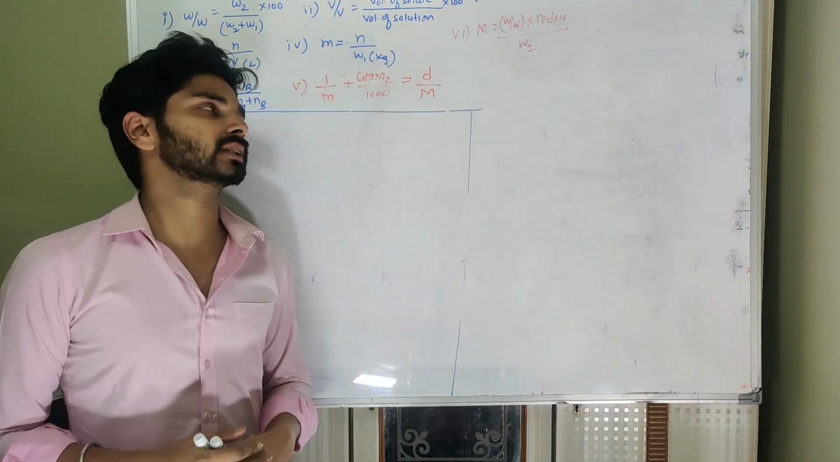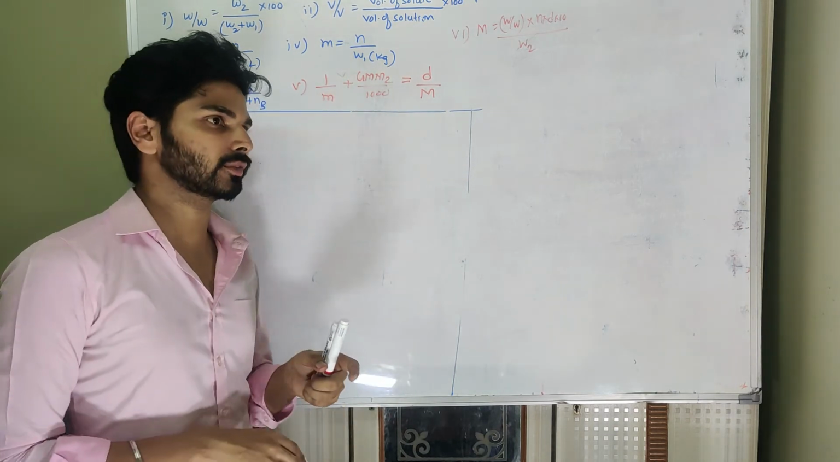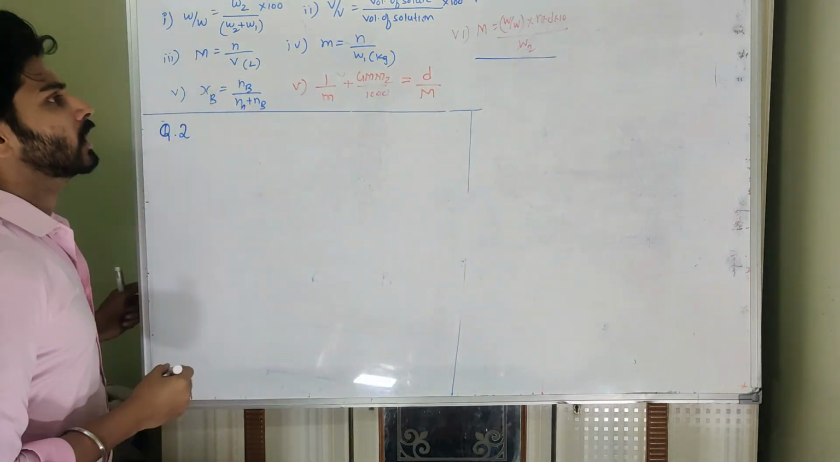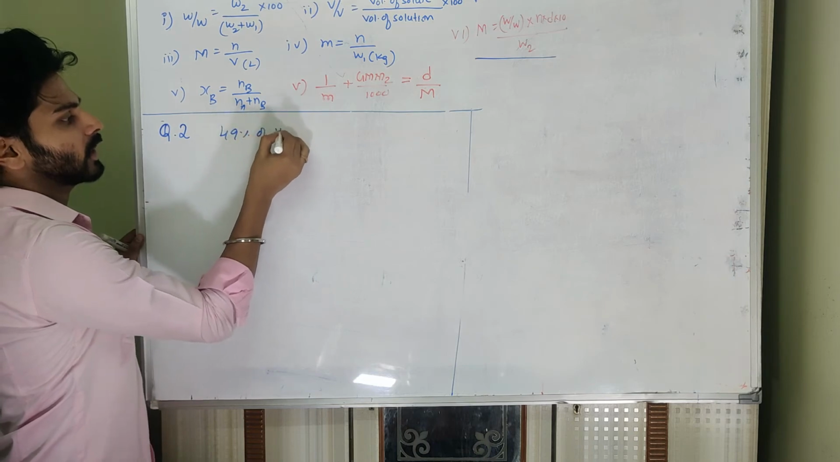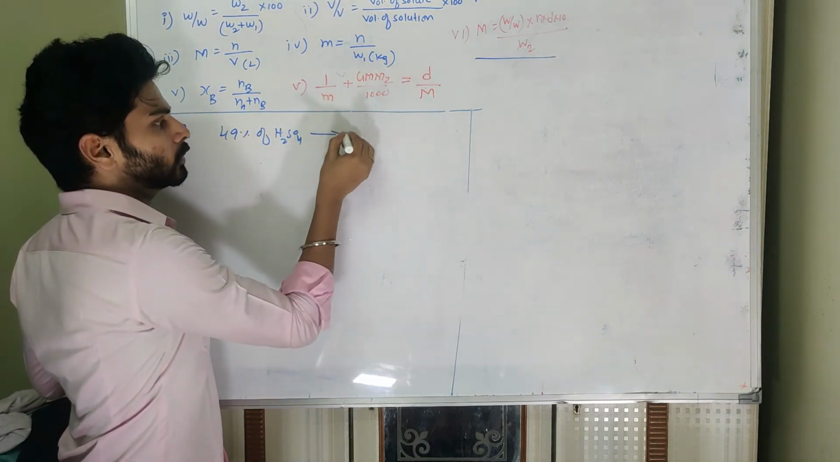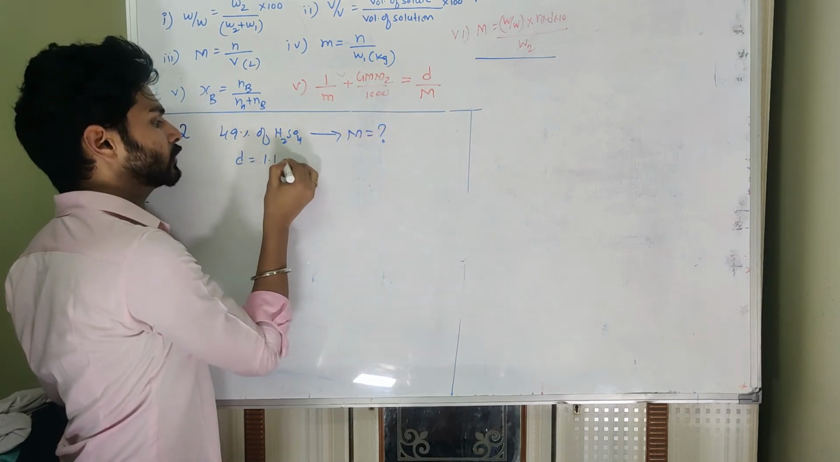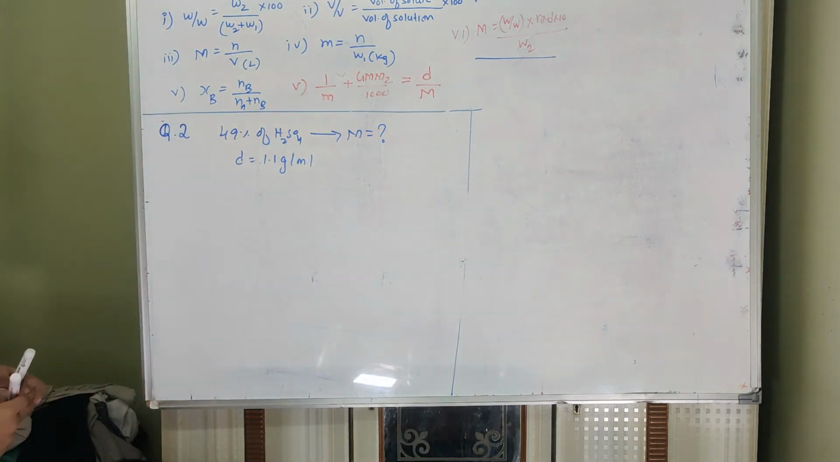Next question, let us see the conversion of mass percent into molarity. This is also most of the time asked. So we are going to use this formula here. Let us say 49% of sulfuric acid is how much in terms of molarity. Let us say density is given as 1.1 gram per ml. Only this much data is given to us.